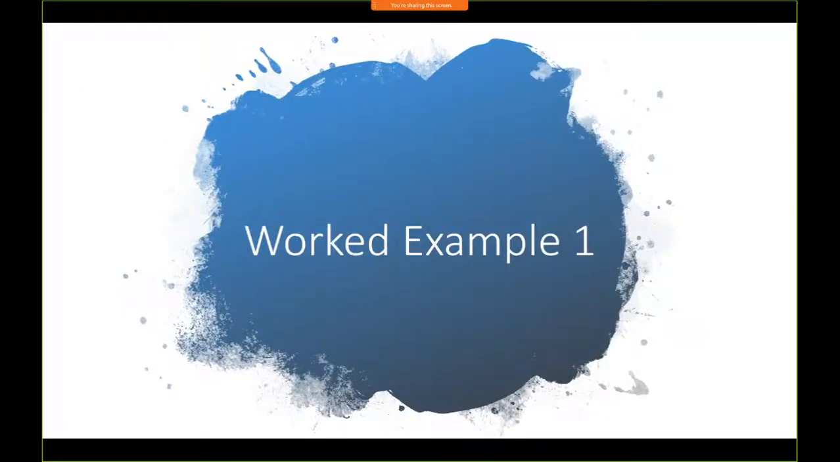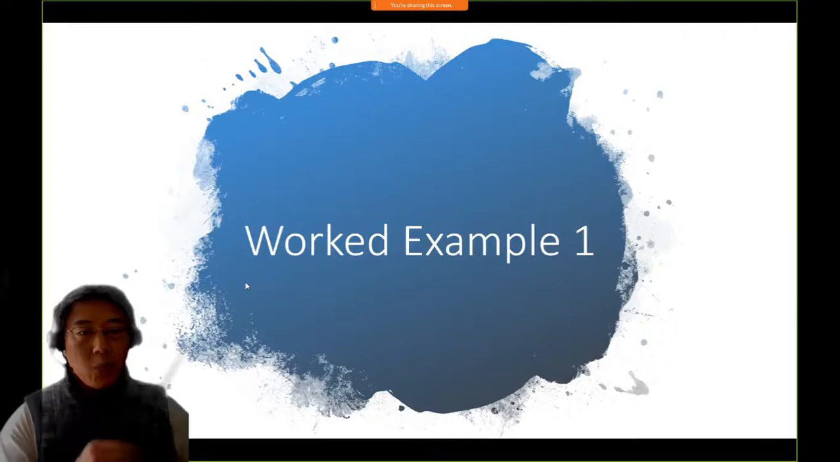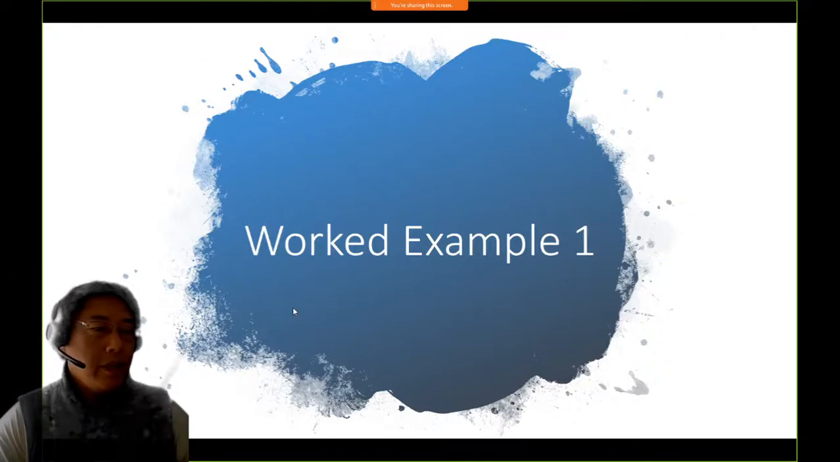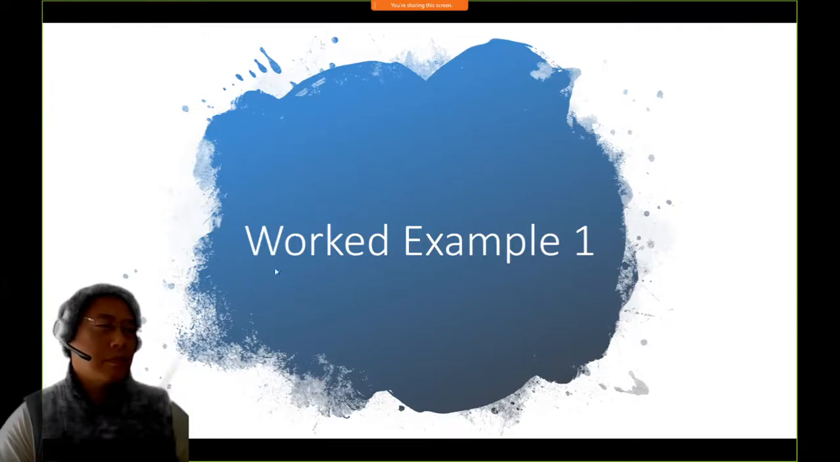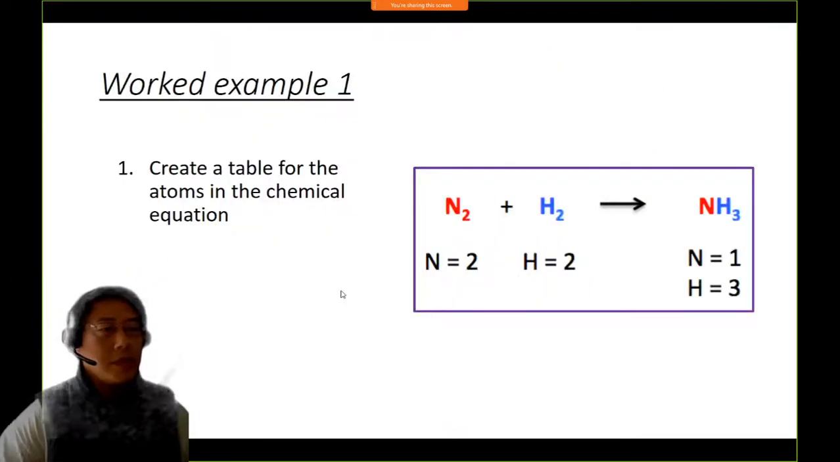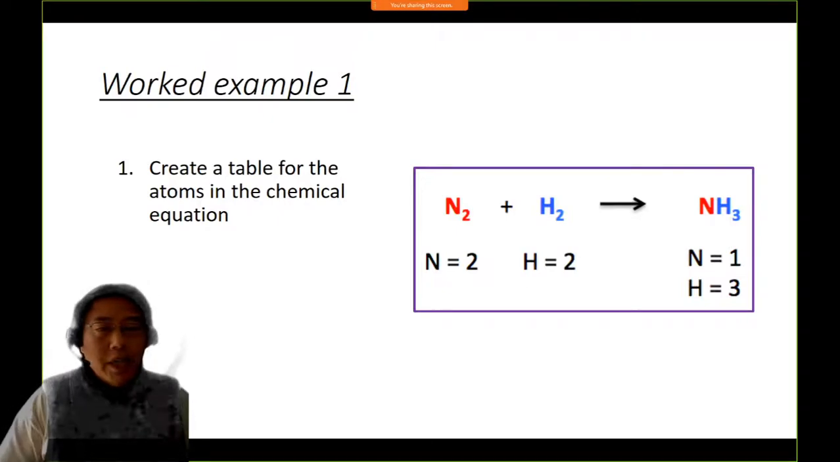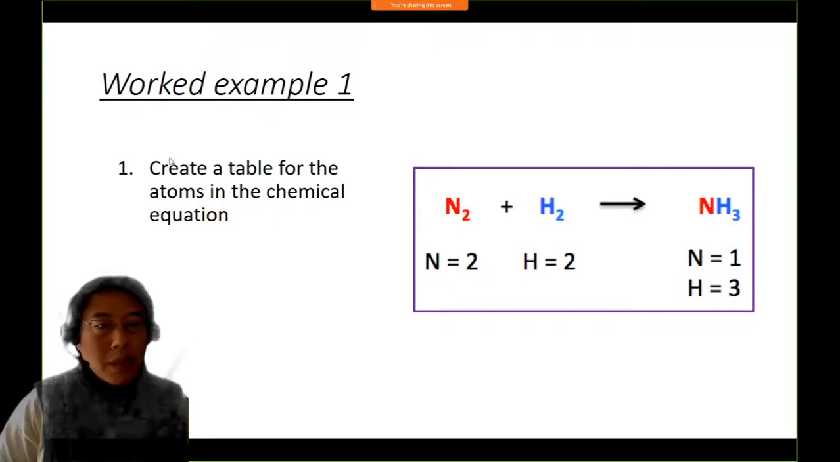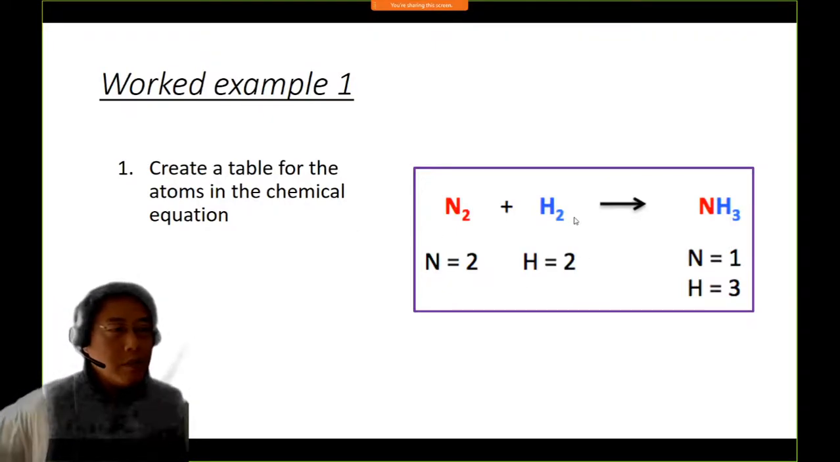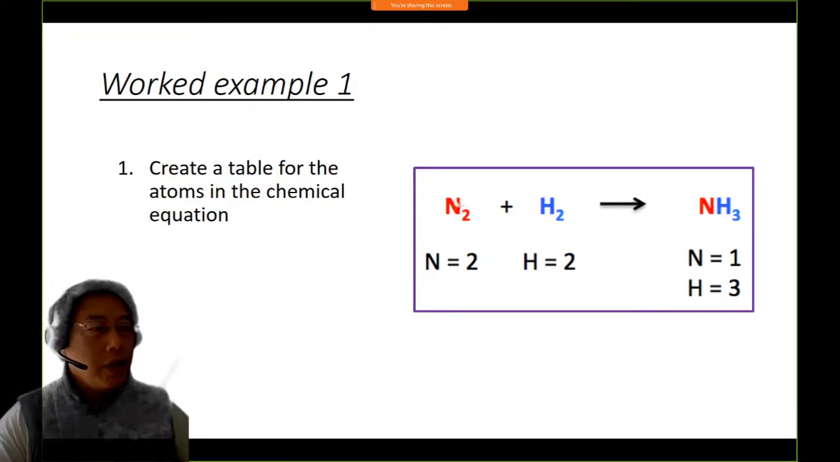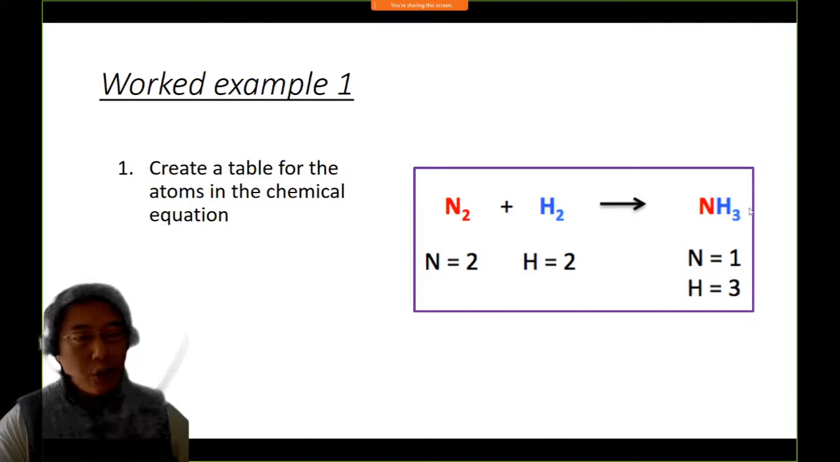Alright, so worked example 1. Okay, a simpler example. So looking at this reaction, you have N2 plus H2, those are the reactants, and then you have your product NH3.